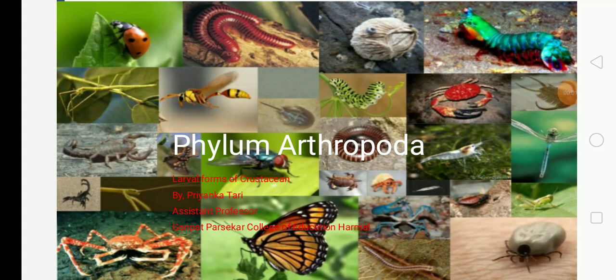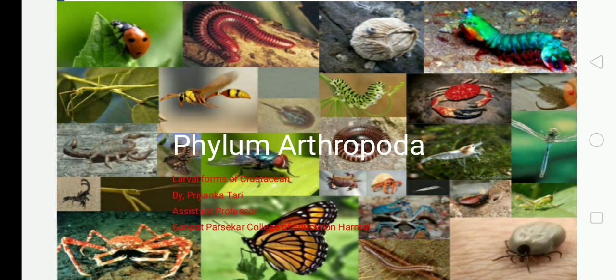Today we will study the larval forms of crustacea. Okay, what are the crustaceans? Any idea? During the classification of Arthropoda, the phylum Arthropoda contains a class known as Crustacea. Members of Crustacea include prawns, then crabs.